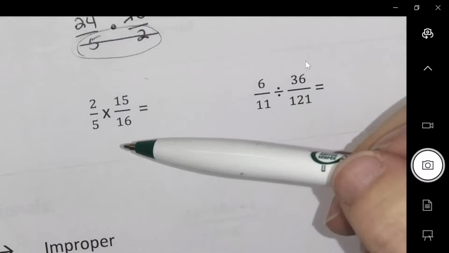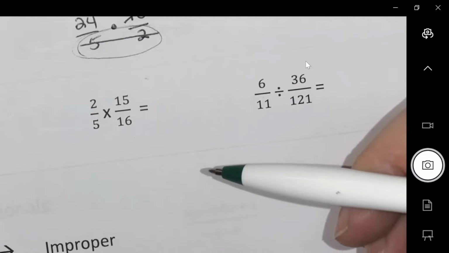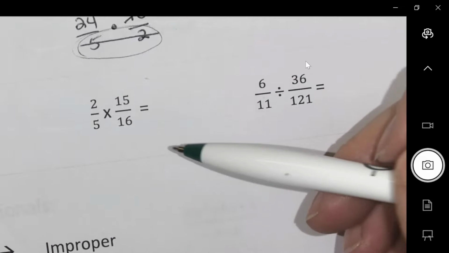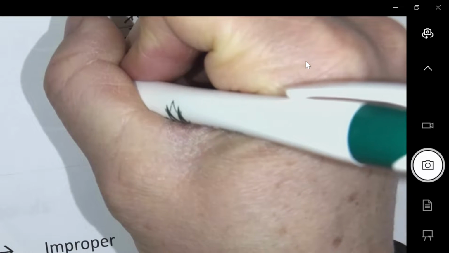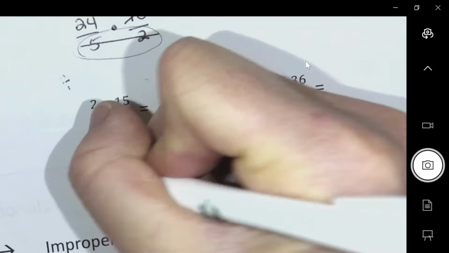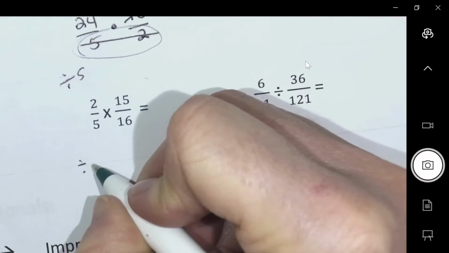Okay, let's go down to this one. Can you think of what to do in this one? I'm timesing. So I could reduce here. What can I divide both the top and bottom both by already? 5. They both are divisible by a 5.